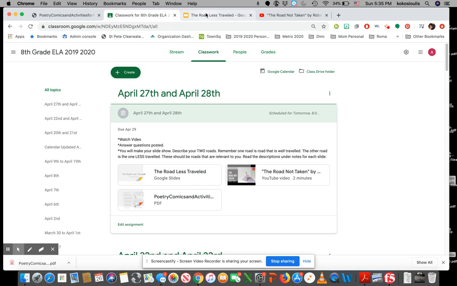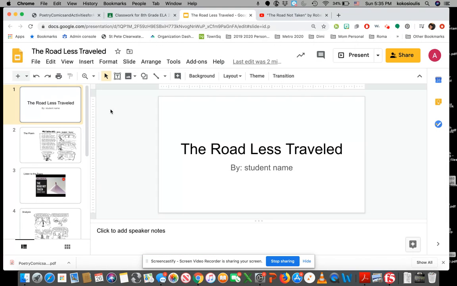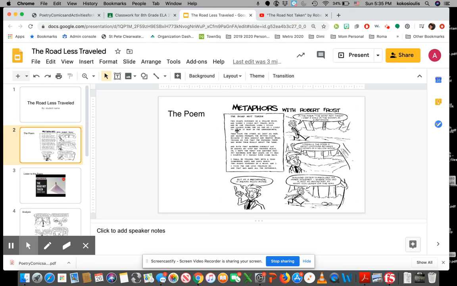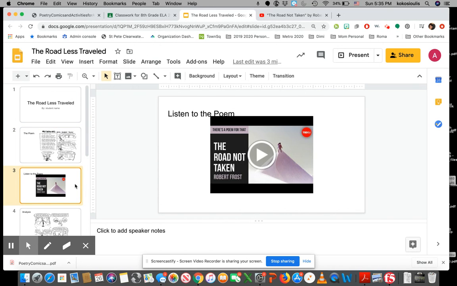So let's start with the slideshow. And that's where I suggest you start, right with the slideshow, because everything's there. You could decorate this as differently as you want. This is the poem that we're doing. Now, here's the actual poem. This is just some little hints and analysis next to it. But I really like this video. So go ahead and play this video.